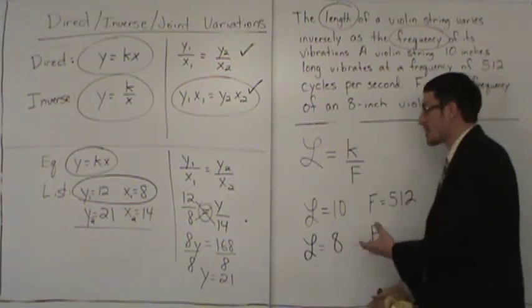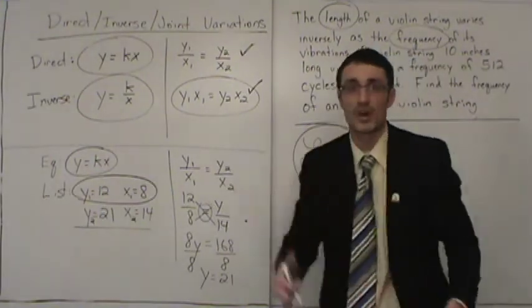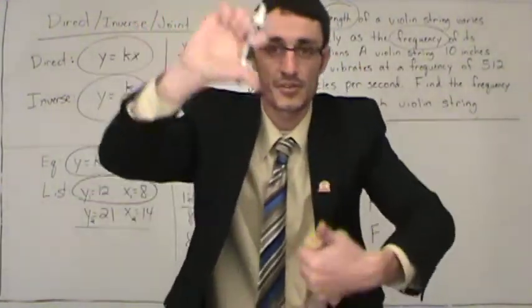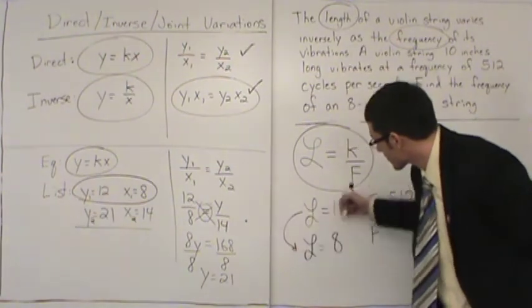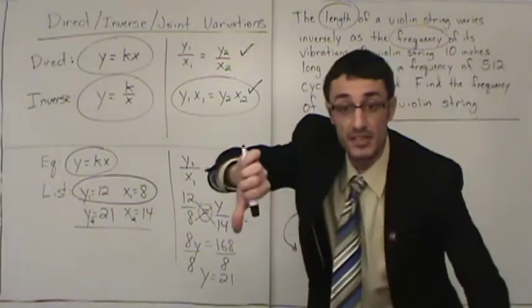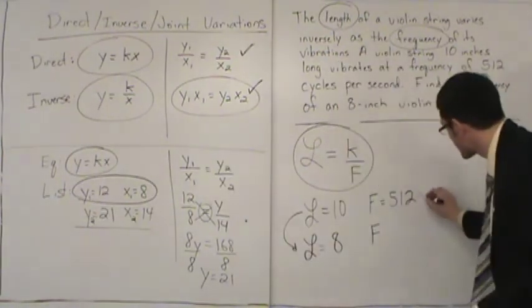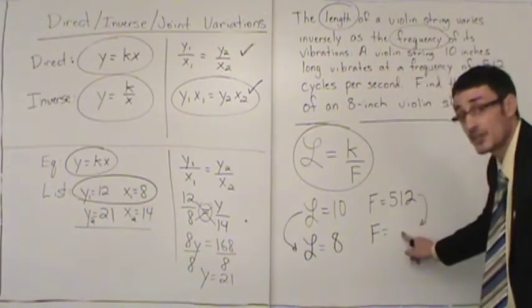Yes. Now my question is, what does inverse mean? As one goes up, the other goes down. So they're doing opposite things. Notice, what happened to length? Length went down. So what's going to happen to frequency? If length goes down, frequency is going to go up. So we expect the frequency to go what? Up. So we expect an answer that is bigger than 512.